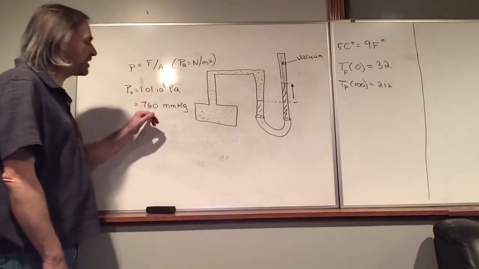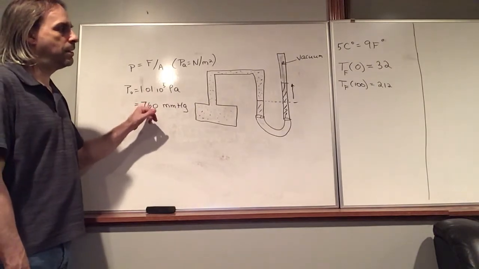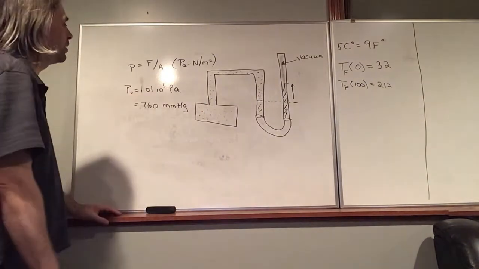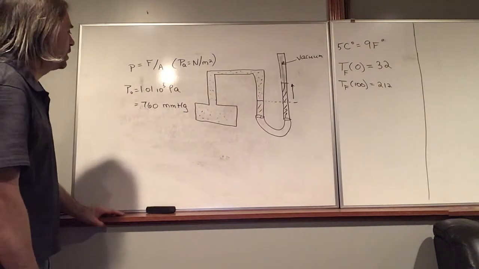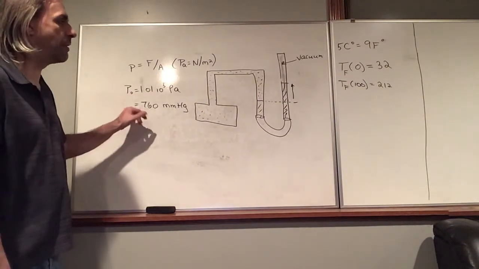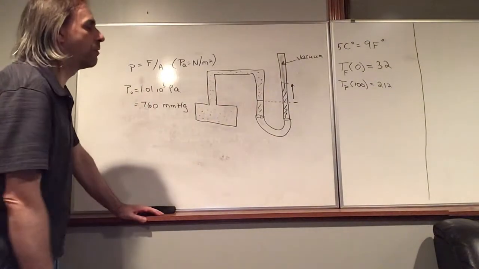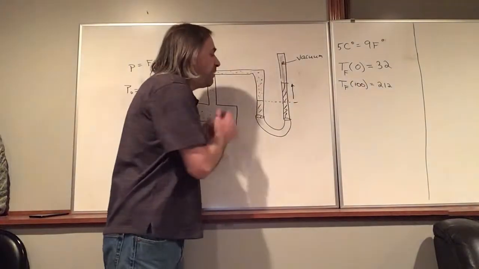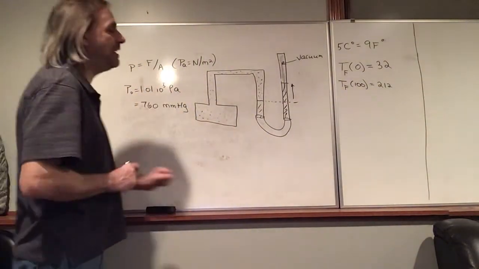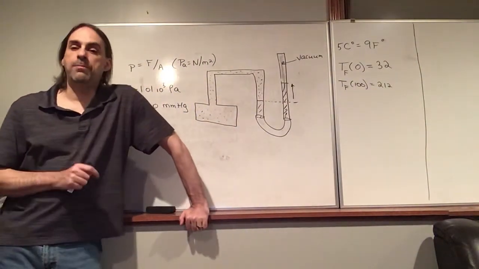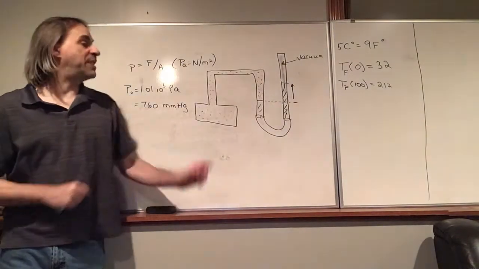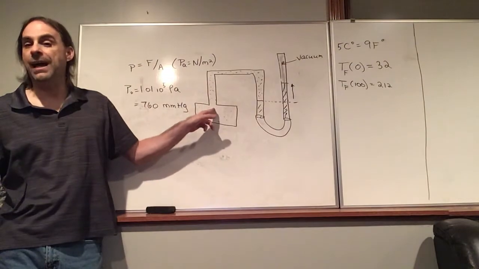So I think this number is 760. 780 is a possibility. I don't use it very often, which is why I don't remember it. I think 760 is standard atmospheric pressure. That's another way you can measure pressure. So what we have here is a device that can simultaneously measure temperature and pressure. And specifically, we're measuring the pressure of this gas.